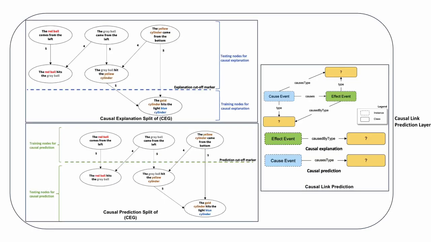The second layer is the causal link prediction layer, which shows the data split for the task of causal explanation and causal prediction. In order to simulate the task of answering explanation and prediction questions about events in a video, particular events should not be observed by the causal link prediction system. In short, the first few causal events in the video are hidden while training the causal explanation model, and the last few are hidden for the causal prediction model, which is denoted in the figure using the cutoff marker for the two models. Furthermore, causal explanation involves caused by type, and causal prediction involves causes type predicates from the causal knowledge graph for the link prediction task.